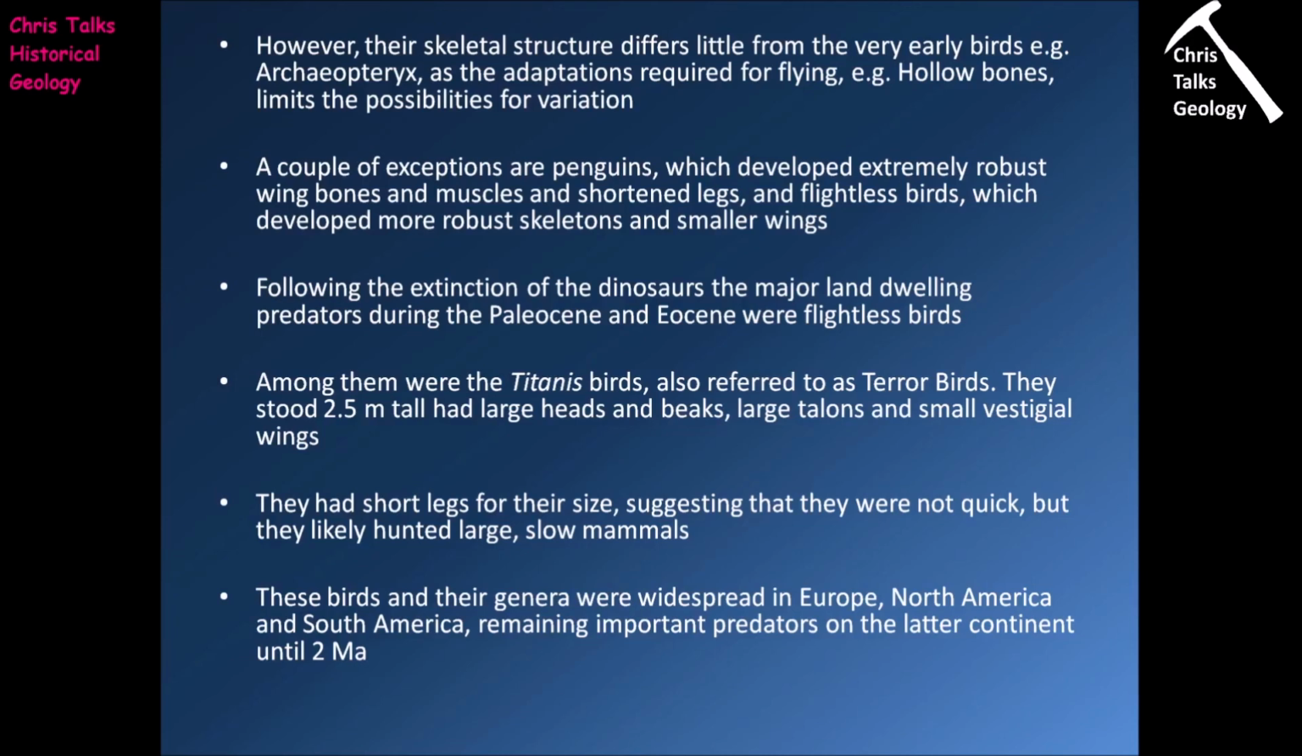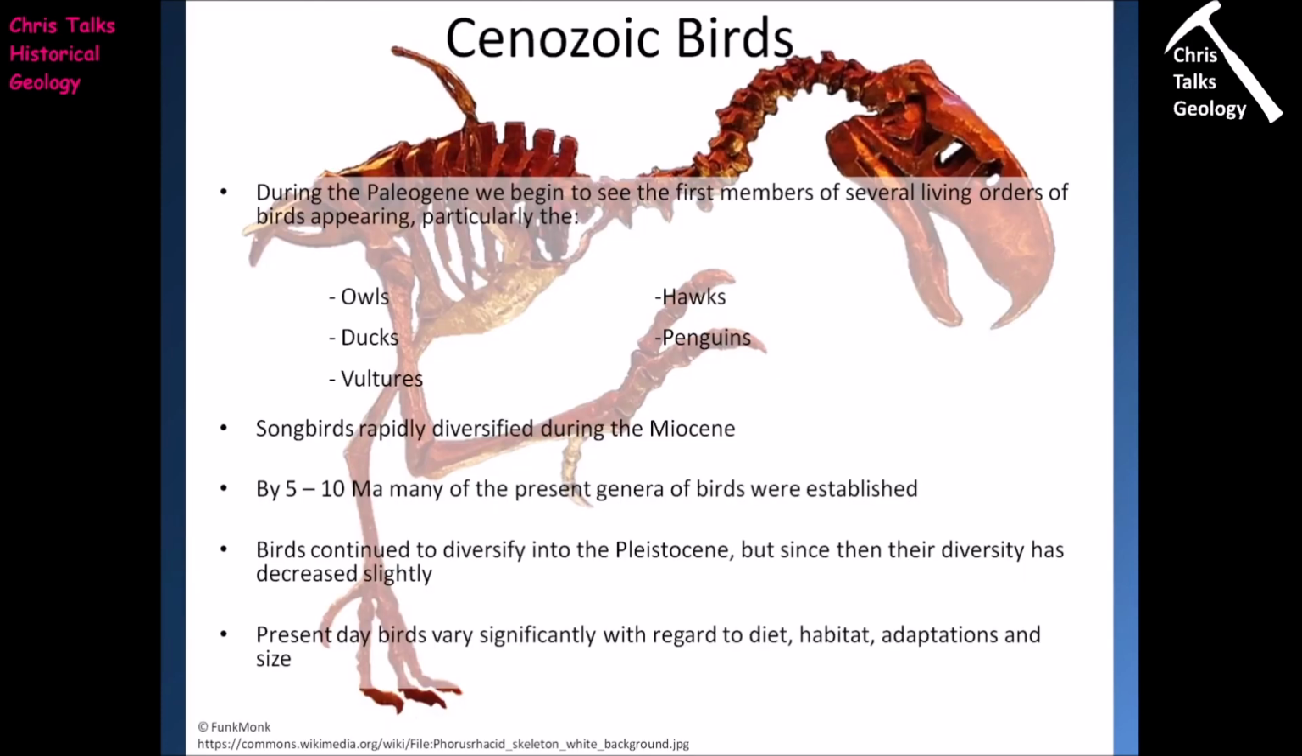Now, among these Cenozoic birds, arguably the best known group are the Titanis birds. They are often referred to as the terror birds, and we saw a picture of one on the previous slide here. So you can see these birds have very big, very strong beaks designed for attacking their prey. They have strong, sturdy legs designed for movement on the continents, with long claws once again for attacking their prey, and we can see they have small vestigial wings.